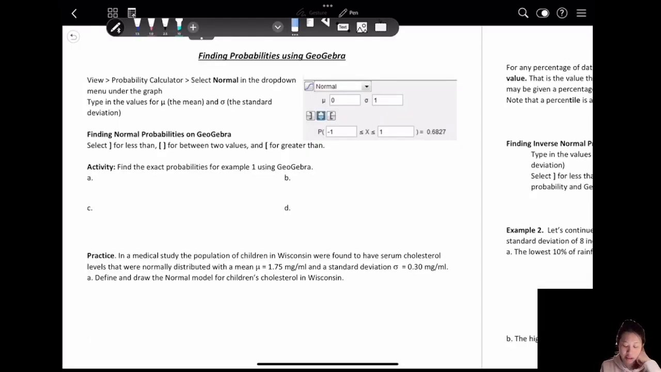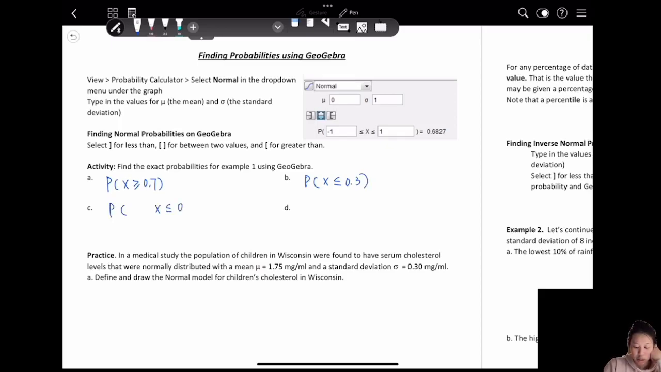So how do you find the exact probability? Example 1, to use GeoGebra. Let me give you some examples. Try to find the probability that x is greater than, let's say, 0.7, and then the probability that x is less than 0.3, and then the probability that x is in between... 0.3 is too small. Let's do 1.3. Sorry. It's fine. Less than 0.3 is fine.